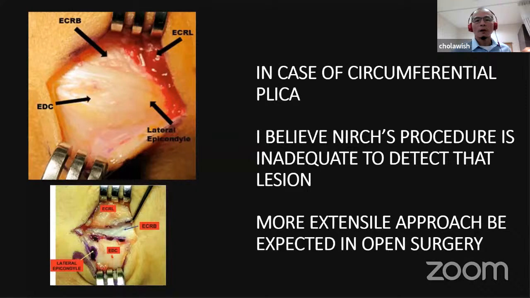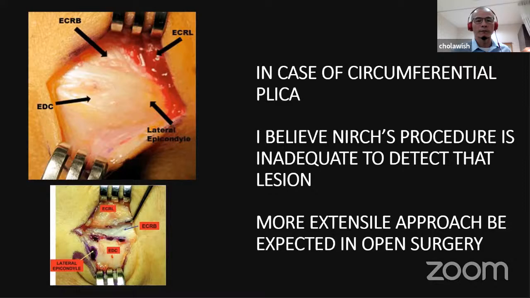In the case of circumferential plica, that's quite common to find in a plica lesion. I believe the posterior portal is inadequate to detect the extent of the lesion. My concern is if we just do the cut in the front, maybe we will fail to relieve the posterior plica and may cause the pain to persist.